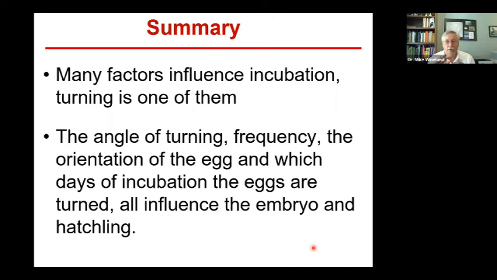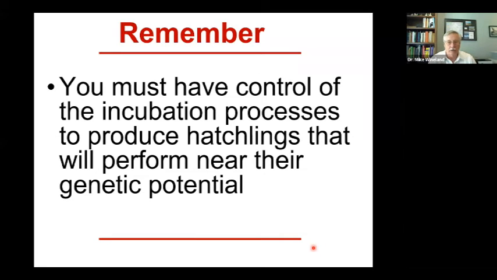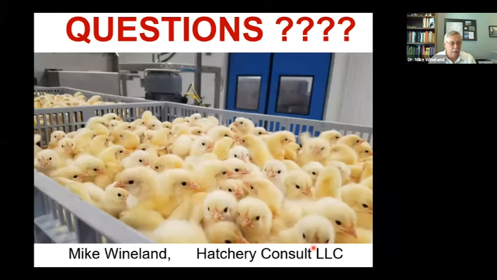Not only the angle of turning, but the frequency of turning can play a part, and the orientation of the egg can play a part. They're all going to influence the viability of that embryo and hatchling. And as far as I'm concerned, you have to have control of the incubational processes to produce hatchlings that are going to perform close to their genetic potential. So with that, I'll ask Keith if there are any questions that we can answer.